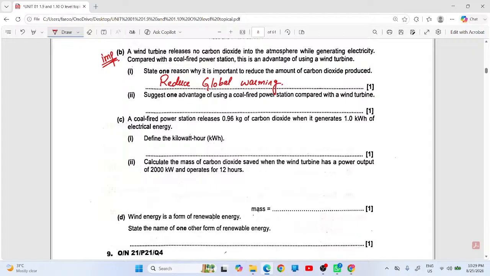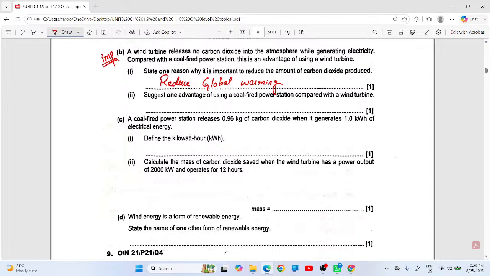Warming. ये spelling होंगे ना, WARMING. जी, हाँ sir. Okay. So just one advantage of using coal-fired power station compared with the wind turbine. Sir, more energy would be produced. Cheaper.